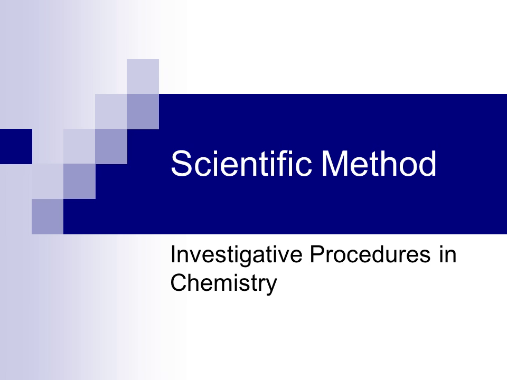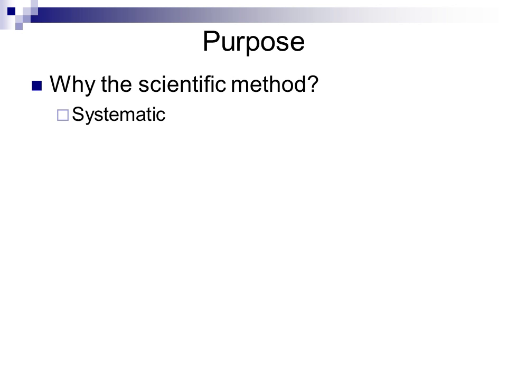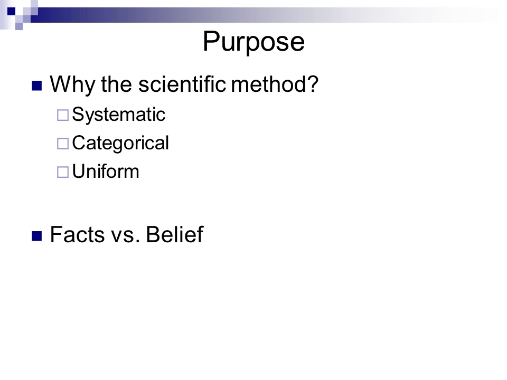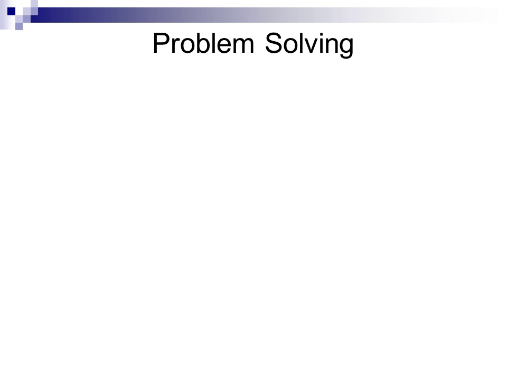The scientific method. What exactly is the scientific method? It is a systematic, categorical, and uniform process by which we can explore the world around us. It emphasizes facts over belief and observation over reason. The scientific method is essentially a form of structured problem solving.